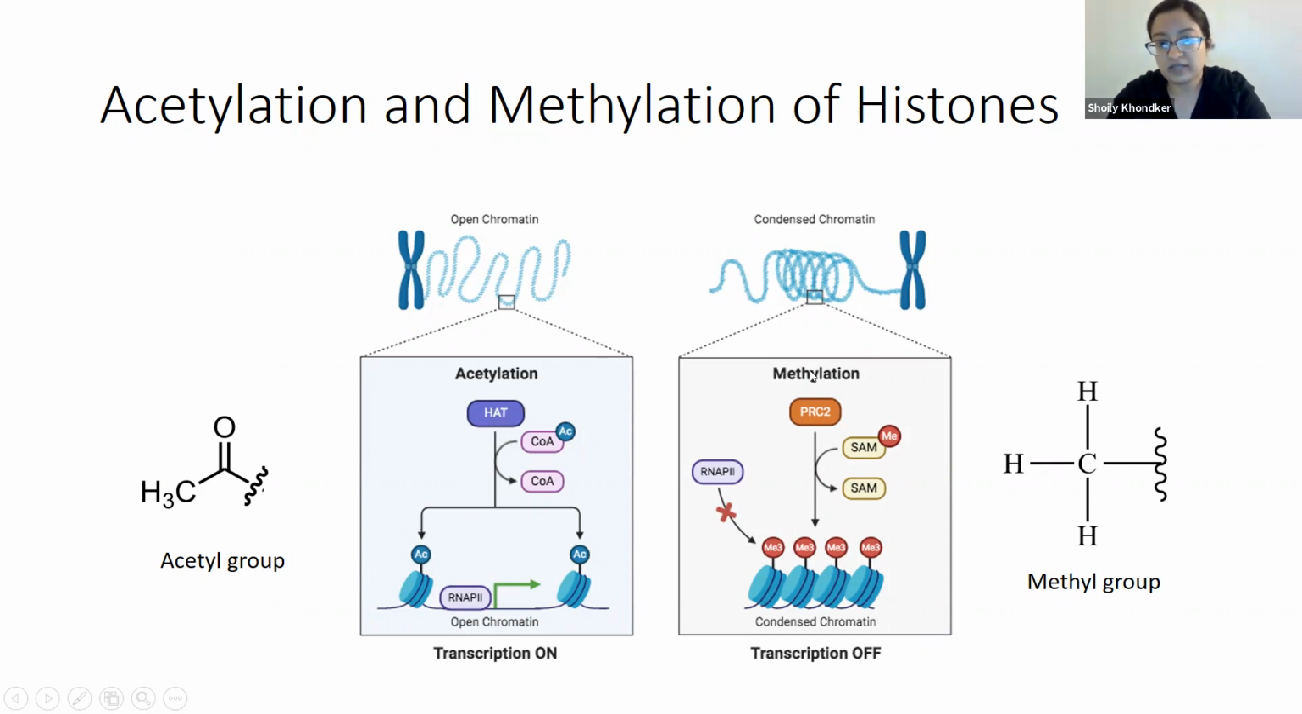and this promotes transcription of a gene. In contrast, methylation, which is carried out by a methyltransferase, in this case the enzyme is referred to as PRC2, adds a methyl group to the histone, and this causes the chromatin to condense, and this prevents access to the chromatin by RNA polymerase. So this essentially turns transcription off.